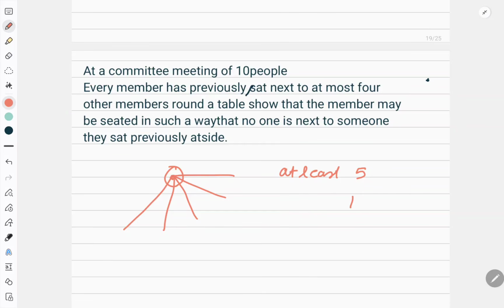And 5 is nothing but 10 by 2. And how many people are there? There are 10 people, so the number of vertices is 10. And the degree of each vertex is greater than or equal to 10 by 2, right? At least, correct? So by my result, I am done.